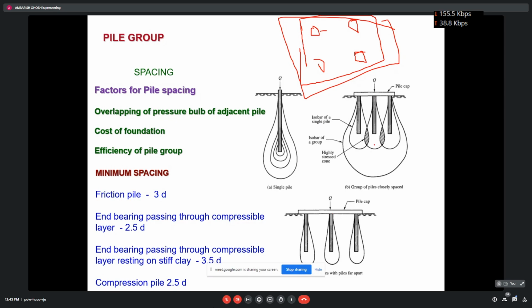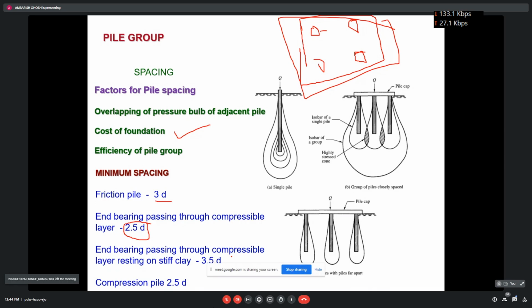So again, the interference should be less so that you will get the proper capacity, and your cost of foundation also should be less. So keeping all these things in mind, overlapping, cost of foundation and efficiency of pile group, there are some guidelines given. These are like this: friction piles, minimum pile spacing is 3D. End bearing passing through compressible soil layers, that means in this case you will get the contribution from the bottom layer mostly. So here the spacing can be taken as 2.5D.